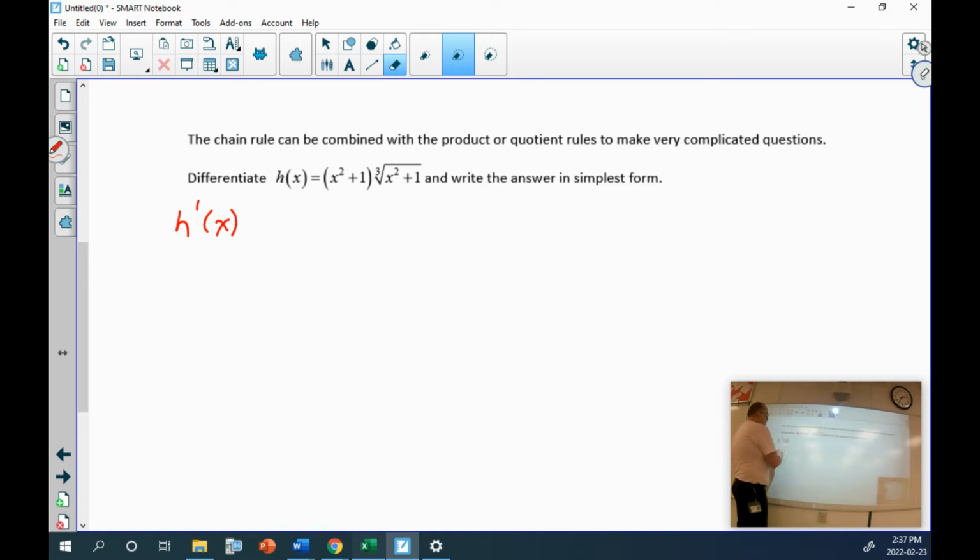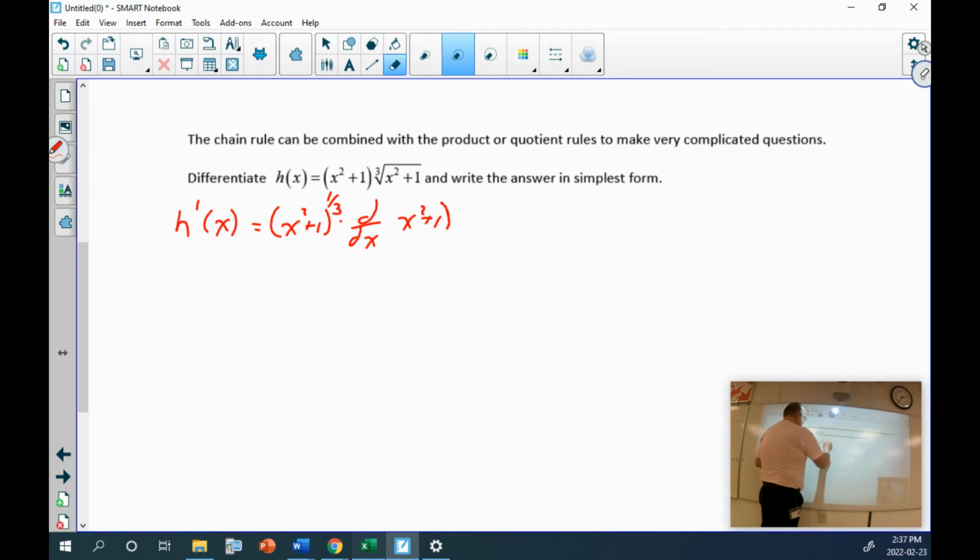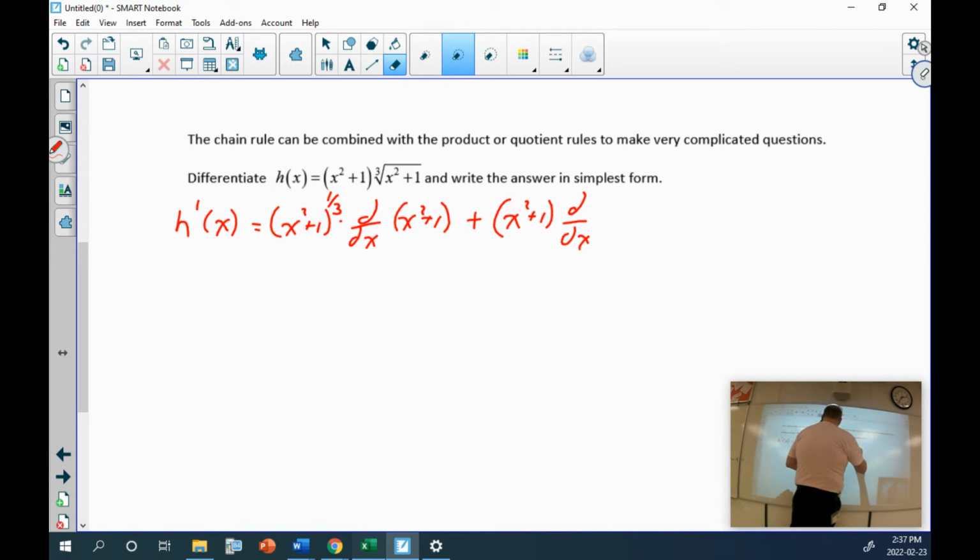H prime of x is equal to x squared plus 1 to the 1/3 times the derivative of x squared plus 1, plus x squared plus 1 times the derivative of x squared plus 1 to the 1/3. Well, I guess I could have simplified it a lot easier because I could have added them. But, okay. So I just applied the product rule right now. That's not bad for our first term.